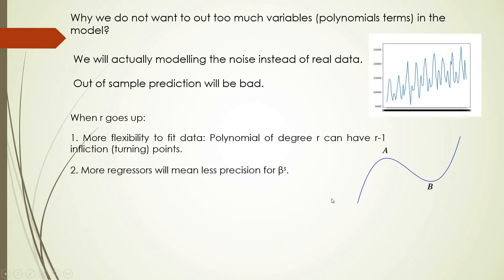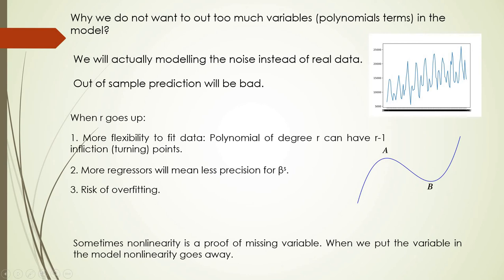But on the other side, the flaw is that more regressors will mean less precision for betas. So the more betas we have, the more polynomial terms we have, the less precise we are. And this is also, as I already mentioned, a risk of overfitting the data.